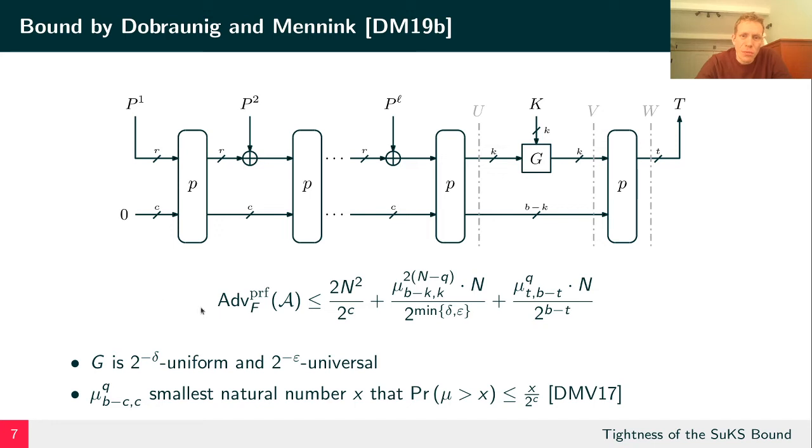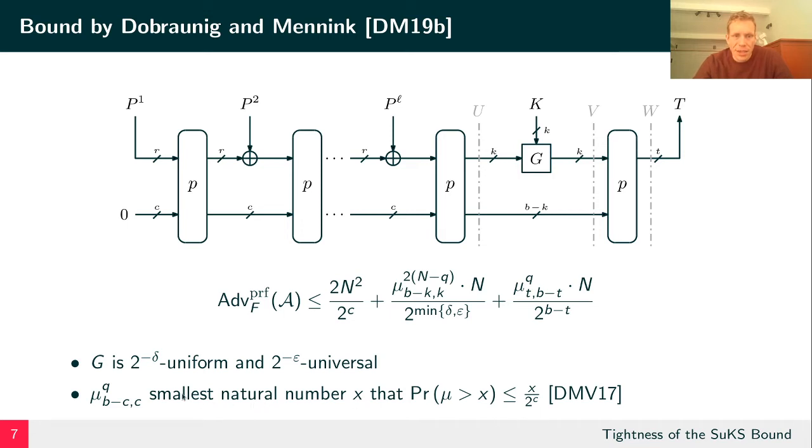And this mu term is a bit of a scary term maybe, but it roughly corresponds to the probability of the most likely, largest multi-collision. So mu b minus kk, or in general mu b minus cc, is the smallest natural number x such that the probability that you have a multi-collision of size more than x is at most x over 2 to the c.